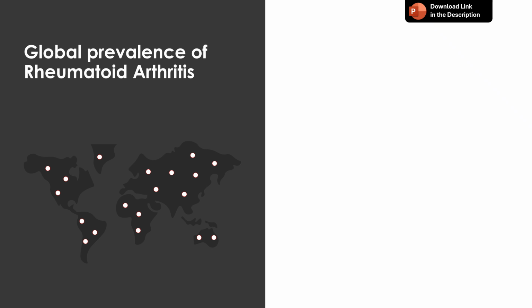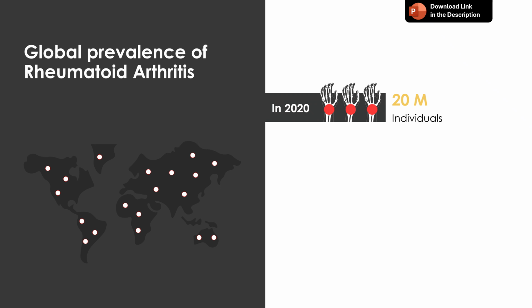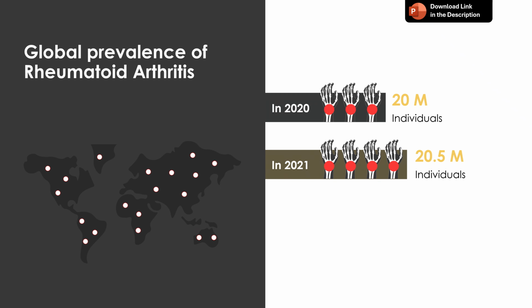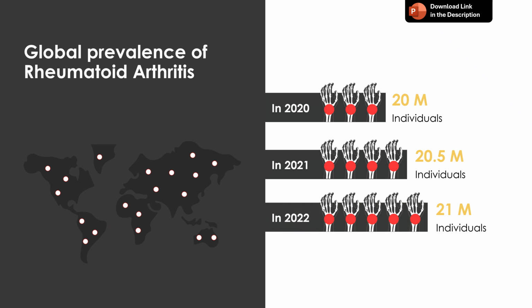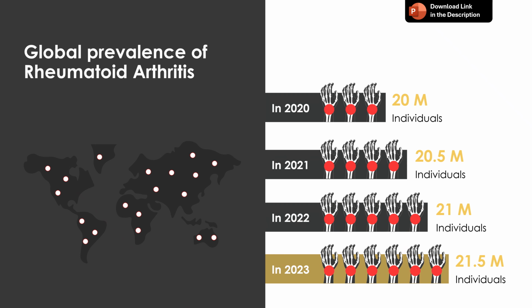It affects millions worldwide, with prevalence showing a steady increase. In 2020, approximately 20 million individuals were living with RA. This number rose to 20.5 million in 2021, reaching 21 million by 2022 and 21.5 million in 2023. This upward trend highlights RA's growing global health burden and underscores the need for improved management strategies.